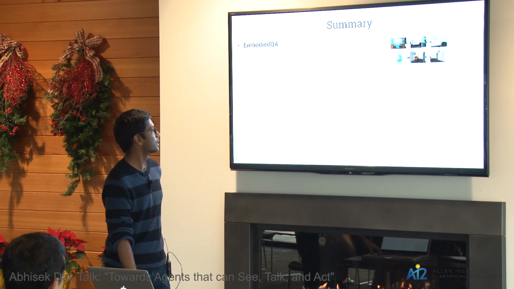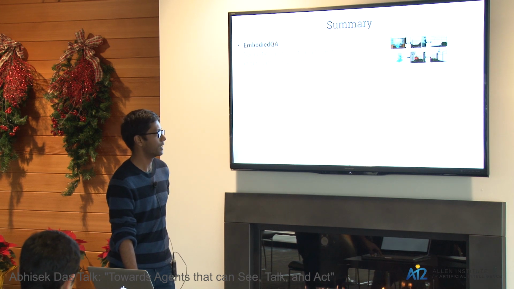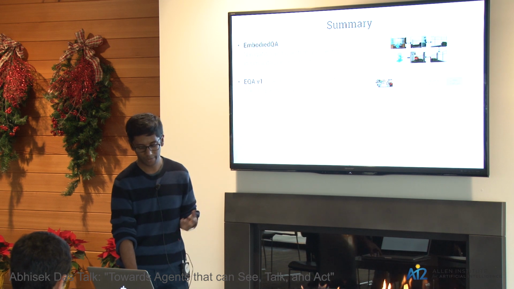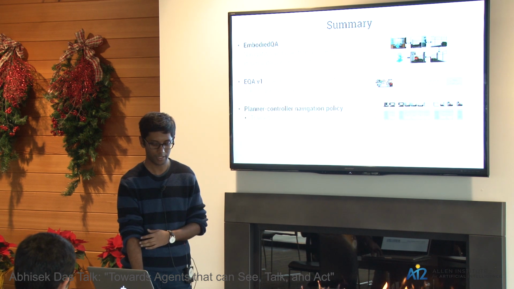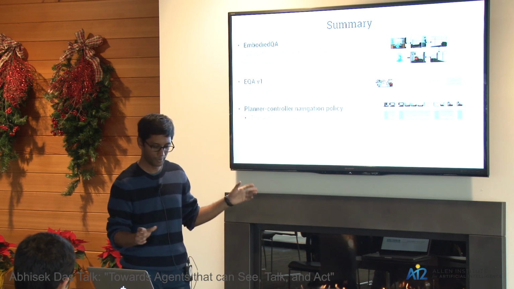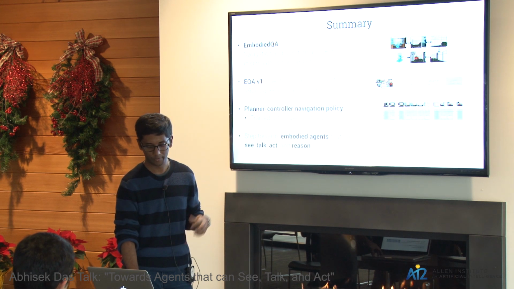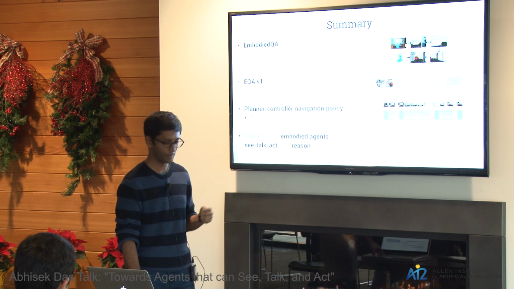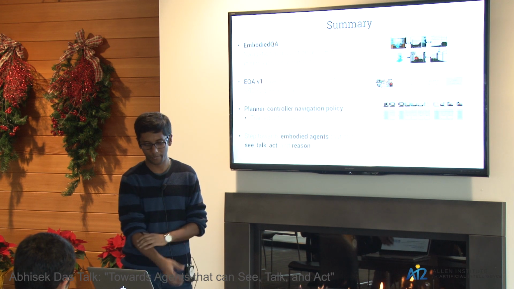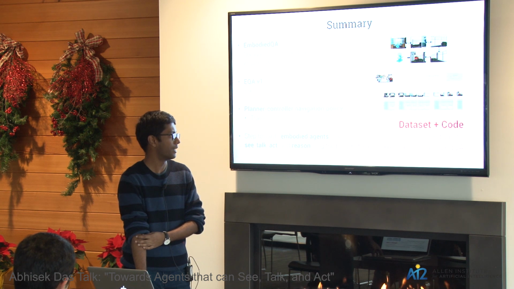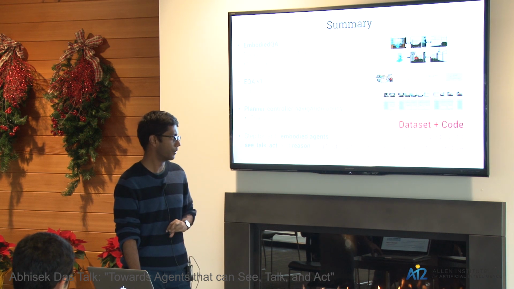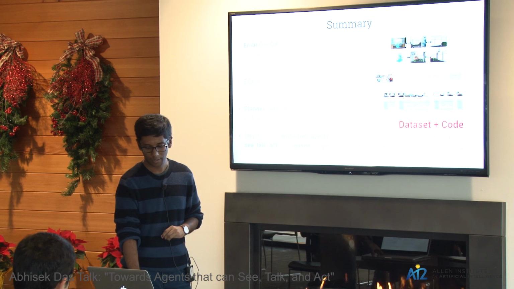Yeah, so to summarize this section, I described embodied QA. We have released a data set for this task, and we had a hierarchical navigation policy of 2 different hierarchies. And this is, of course, one step towards what I think an embodied agent that can see, talk, act, and reason might look like. Our data set and code for at least our initial work is available on GitHub.